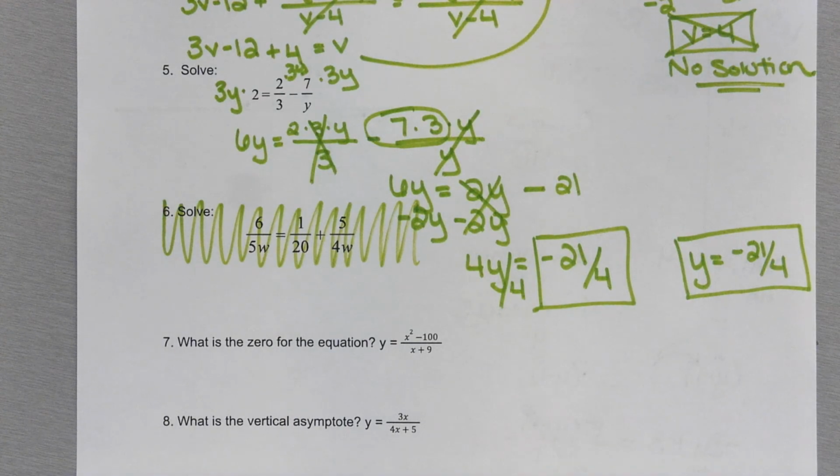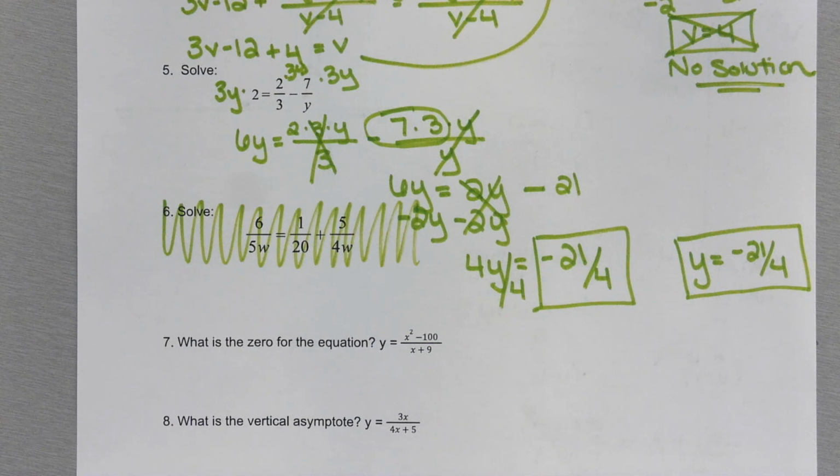Now, do you see how the only thing that would make the denominator 0 is if y were 0? That's not what we got, so we're good. We got a weird answer, but that's okay. All right, those are kind of tricky. Let's move on to the other part.